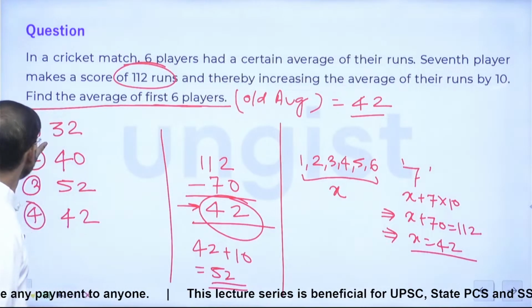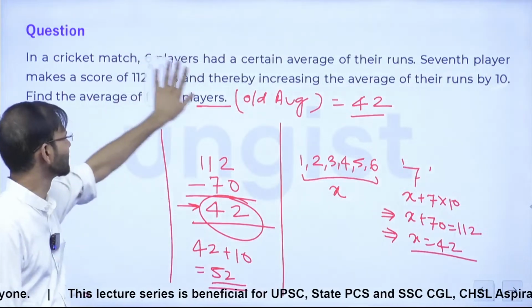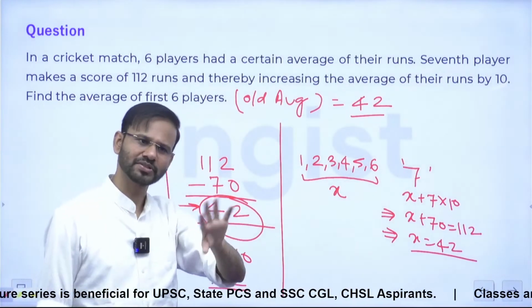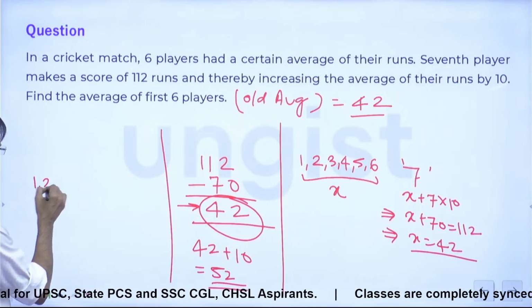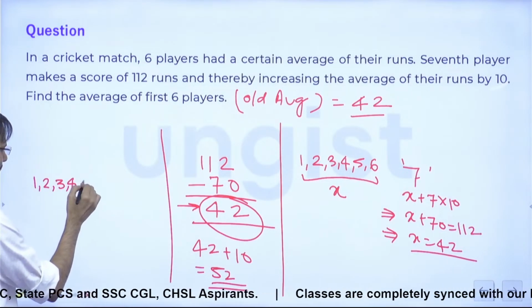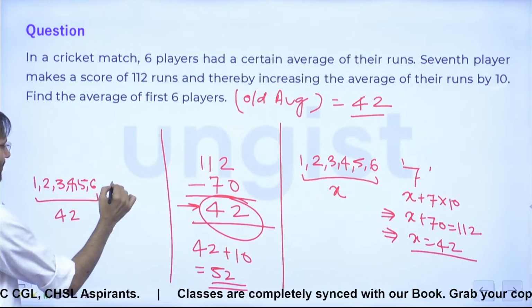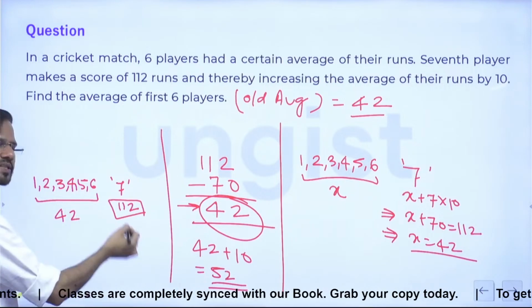The first question that we have solved, where the age of the first 5 candidates in the class was 20, and when the faculty came, he was coming with 26, right? So here also just think on it. The average of first 6 players was 42, and the 7th player scored 112, right? Now what is the new average?